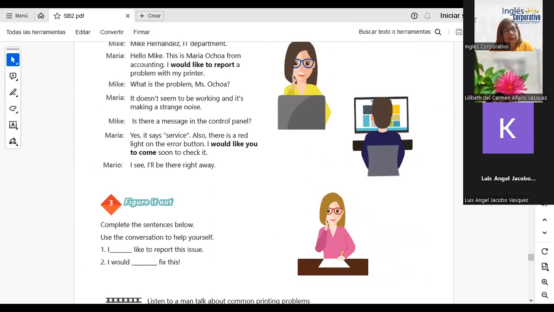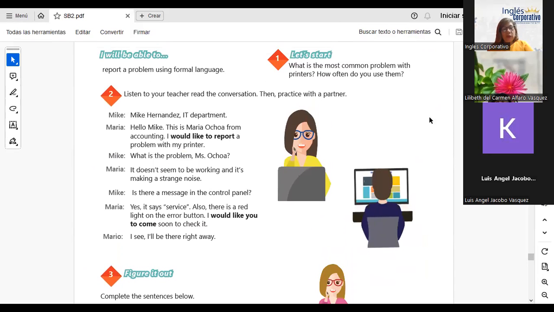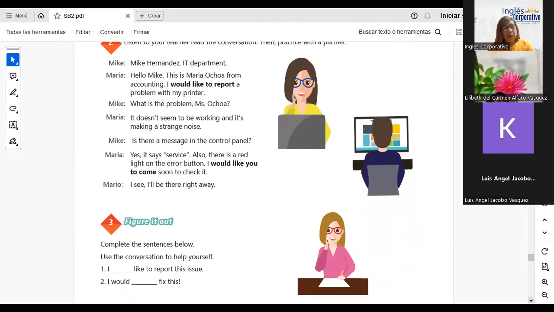This is the one. Okay, now we are going to have another conversation. Look at this woman. Her name is Maria. Maria and Mike. Okay, who is Mike? He's from the IT department, the information technology department, right? And Maria, what does she do? She's from the accounting department. And listen, listen what happens in the conversation.